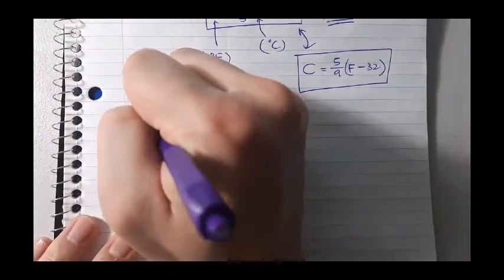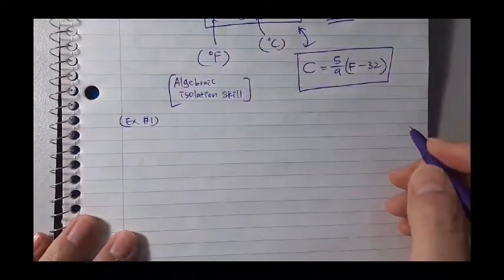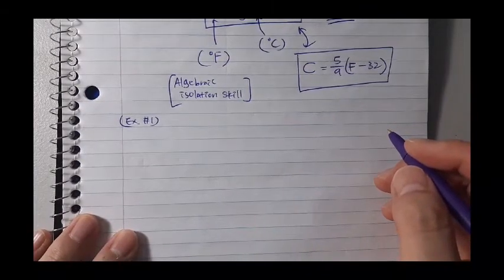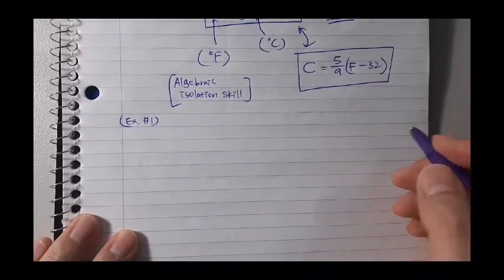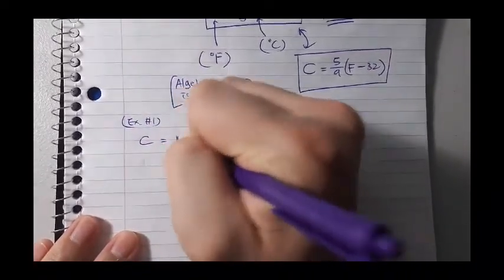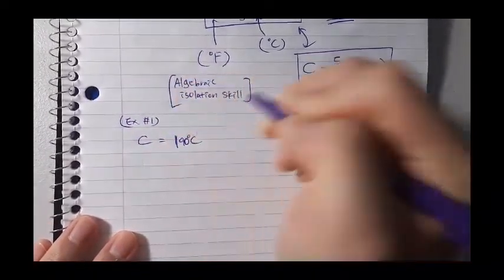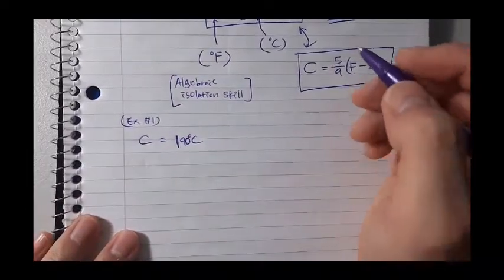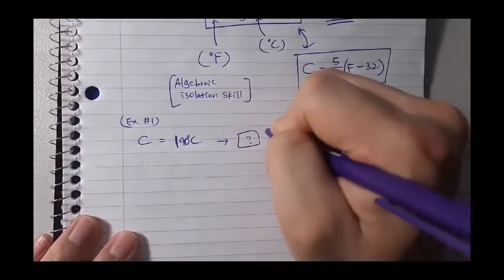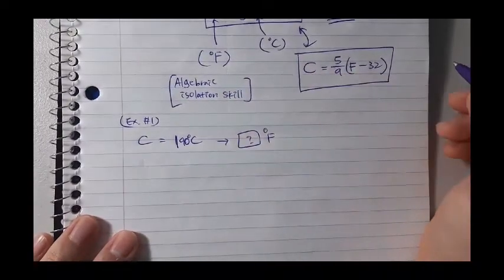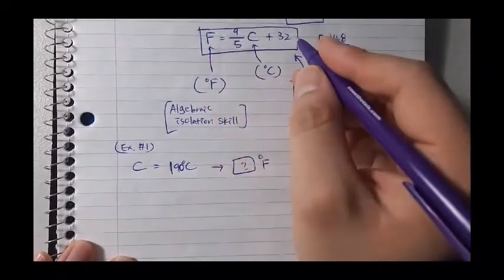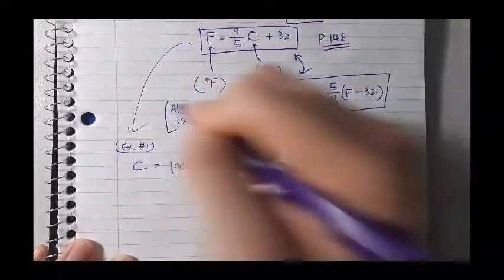I'm going to use example number 1. Elise is training to become a chef. A tortilla recipe says to bake it at 190 degrees Celsius. Oops, sorry, I put 19 by mistake. 190 degrees. How can this become Fahrenheit? First things first, the formula is directly given, so I'm going to use this formula.